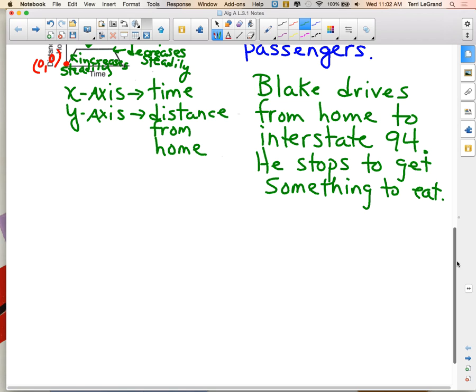Okay, now we've got that last one. It decreases steadily. What's decreasing steadily? Distance from home. Where does it eventually end up? Back at home. Then he gets back on Interstate 94 and goes back home. He never left Interstate 94. He stopped there and ate, then he turns around and goes back home. There you go.